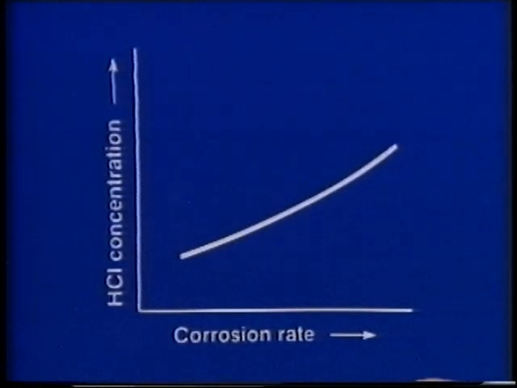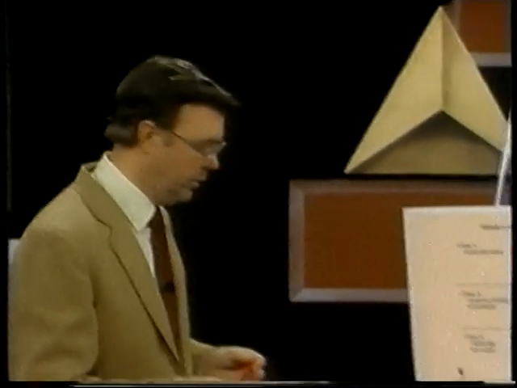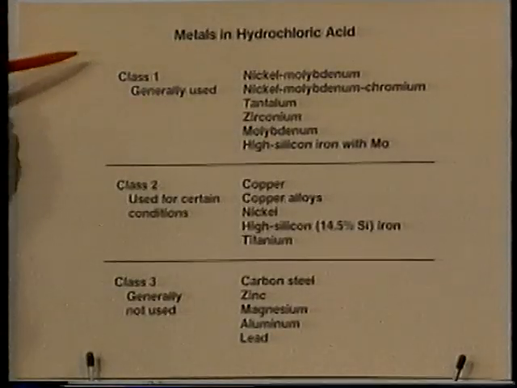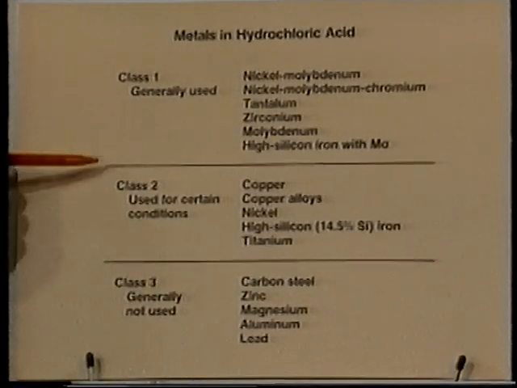corrosion in hydrochloric acid. Another useful concept that's introduced by Fontana in his book on corrosion engineering is this concept of classes of materials. And he essentially categorizes Class 1, 2, and 3 materials. Class 1 being those materials that can be generally used. Class 2, those materials which can be sometimes used, and Class 3, those materials which cannot be used at all. And what we have here is a listing of those materials for metals in hydrochloric acid.